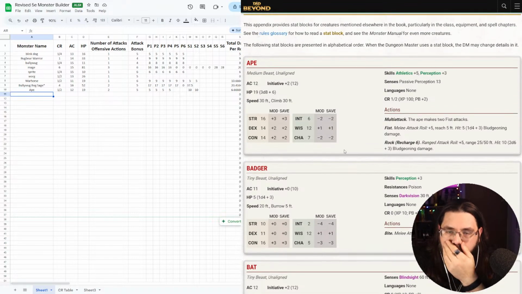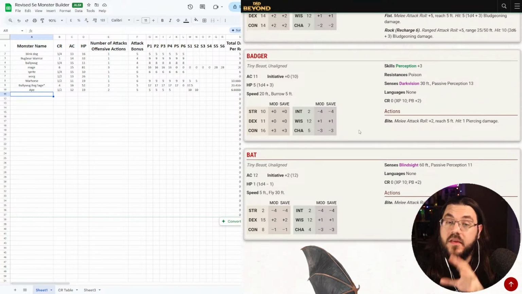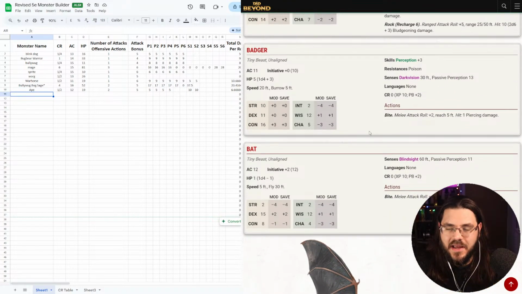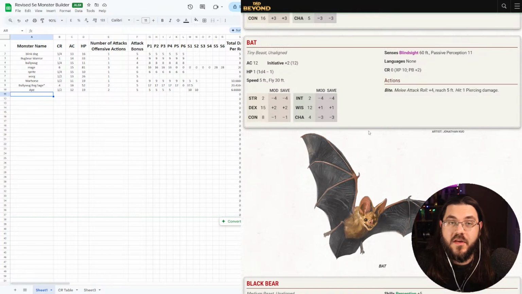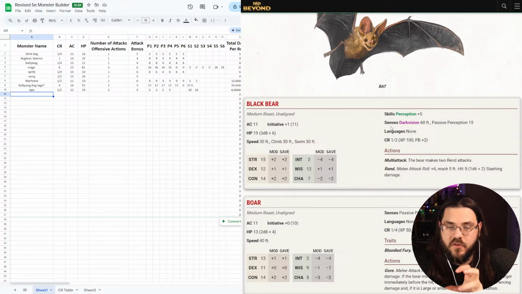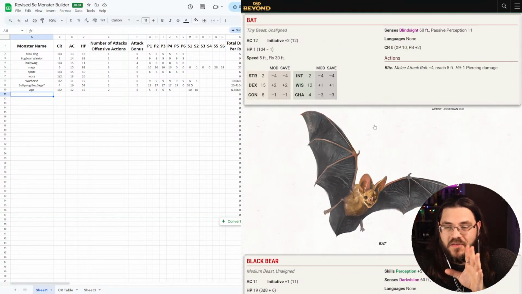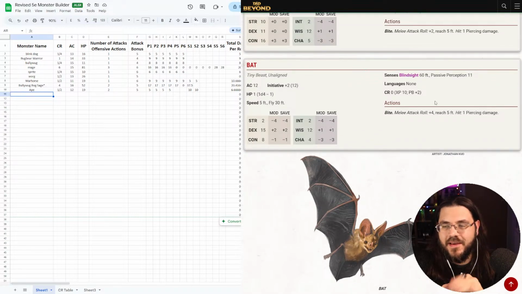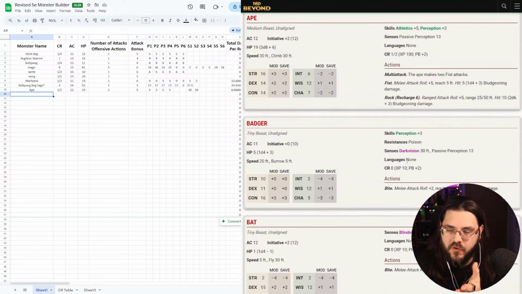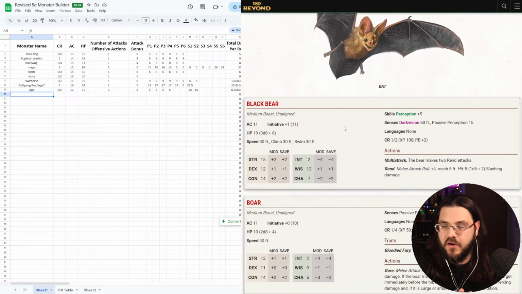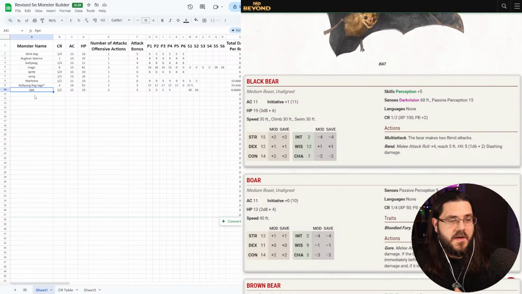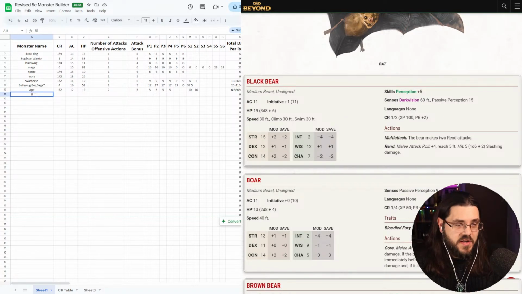I don't know how useful the tiny creatures are going to be, because they are like outliers, and a lot of them are specifically for kind of transformation-ish stuff. Like a bat is not, oh yeah, they're all CR0. Yeah, we're ignoring CR0 for the sake of my sanity. And we're progressing straight to black bear.